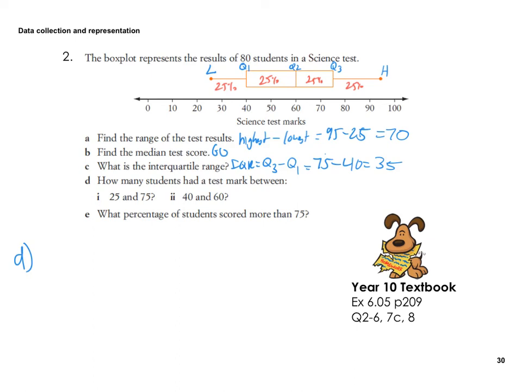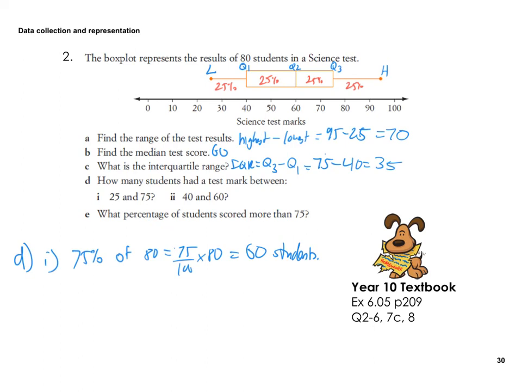So we can actually say, so part I, 75%. Then we have to just find 75% of 80. So 75 on 100 times 80, which is 60 students. So it doesn't matter if this diagram is skewed or not, you always have 25% between L and Q1, 25% between Q1 and Q2, 25% between Q2 and Q3, and 25% between Q3 and H. So H is highest, L is lowest.